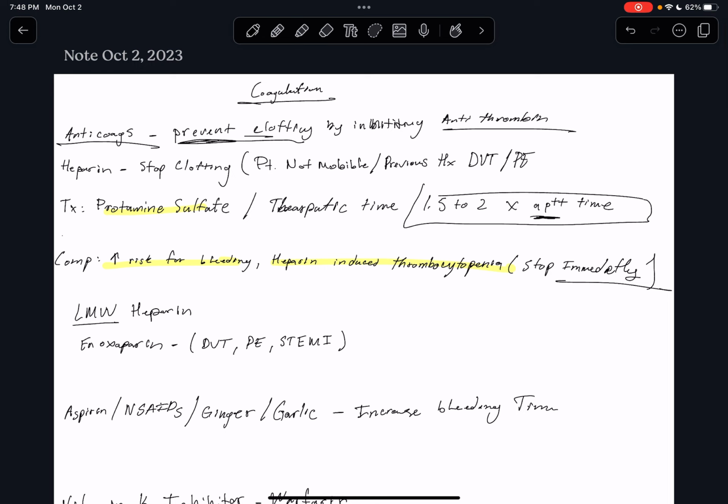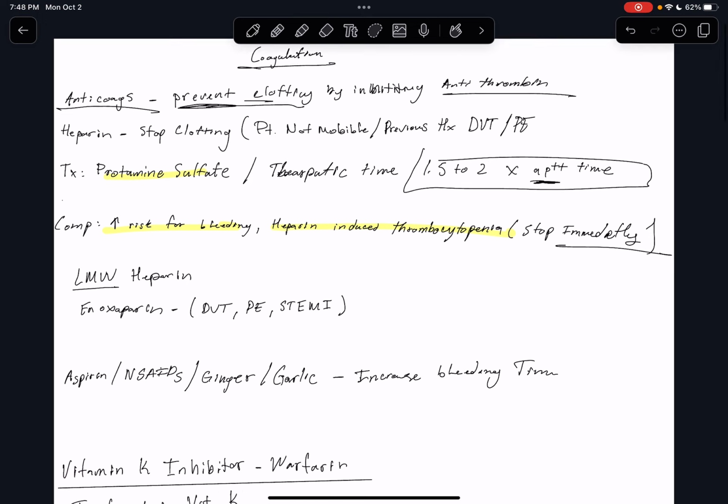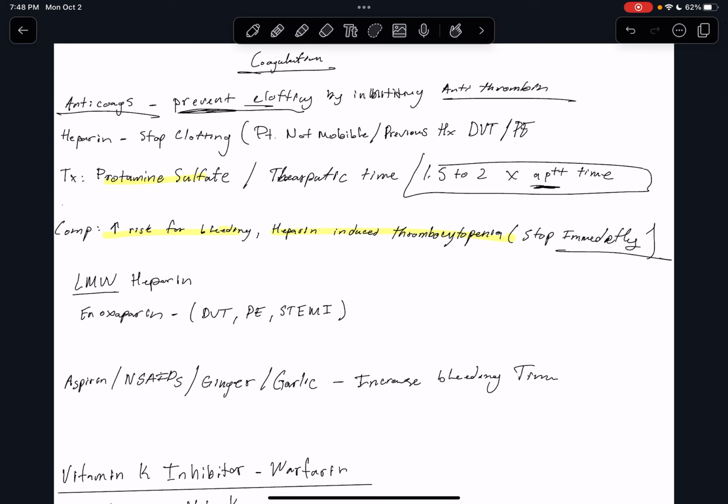Your major problem is with heparin, you can have heparin toxicity. We talked about it in class. Heparin toxicity, you're treating it with protamine sulfate. If you're looking at your therapeutic times, you take 1.5 to 2, and then you multiply by whatever your APTT time is, okay? APTT is the lab value that you're going to use to monitor heparin. So any patient that's getting heparin, you're monitoring their APTT.